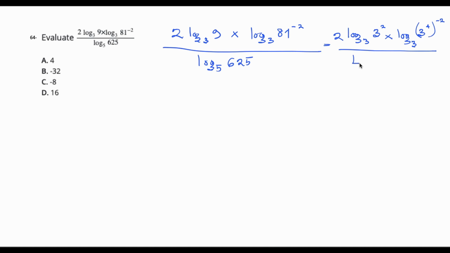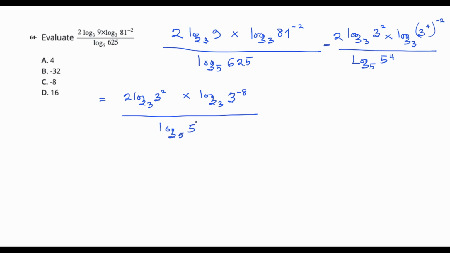And we know that log to the base 5, 625 is the same as 5 raised to power 4. So now we can rewrite our equation as 2 log to the base 3 of 3 squared multiplied by log to the base 3. Now 4 multiplied by minus 2 is equal to minus 8. So this becomes 3 raised to power minus 8, all divided by log to the base 5 of 5 raised to power 4. So we need to know some laws of logarithm for us to continue solving this.